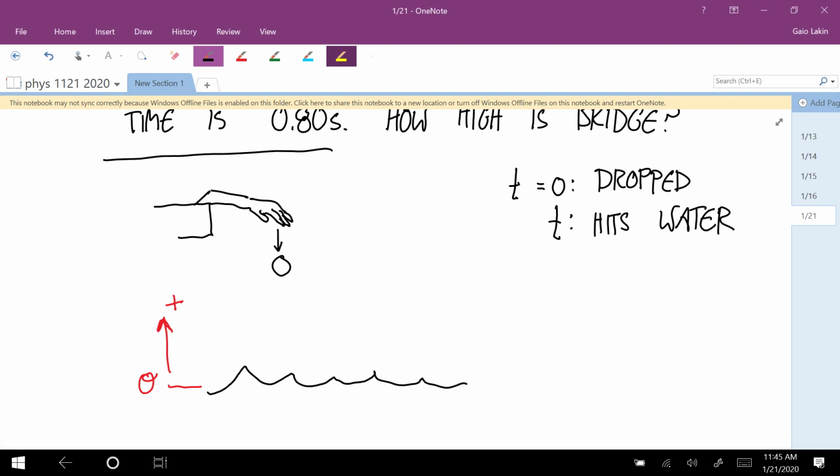Okay, so we know some things about what's happening when it's dropped. So what do we know about the object at the instant that it's dropped? Yes, exactly. We know that its velocity is 0. And we know a bunch of stuff when it hits the water. Well, we know the elapsed time. Maybe that's all we know. But we're also looking for the position when it hits the water.